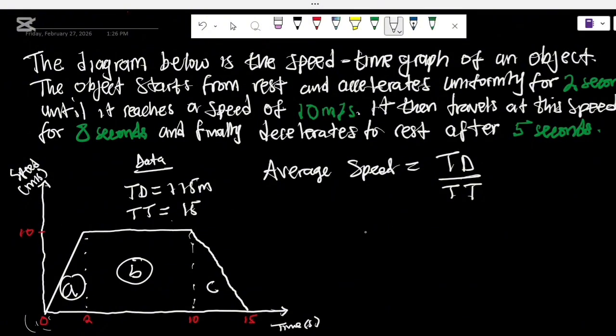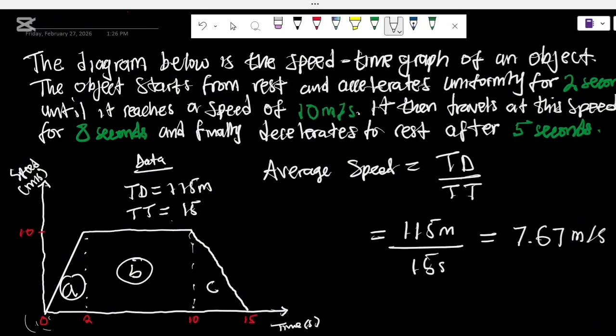So we can go ahead and plug into the formula to find the average speed. So in this case, the total distance traveled is actually 115 meters and the total time taken is actually 15 seconds. So what is 115 over 15? So this is going to give us 7.67 meters per second. And so this is the average speed for the entire journey. And this is how we deal with this particular problem.